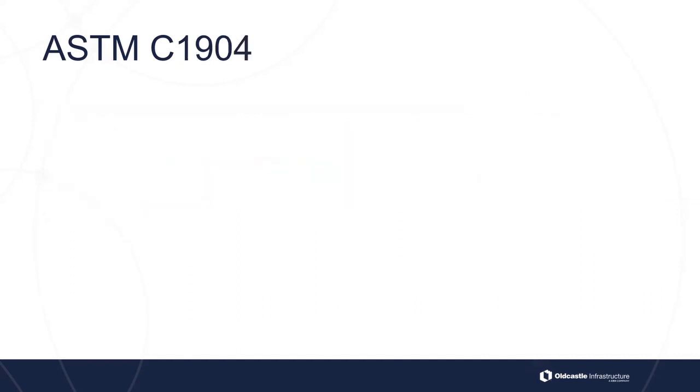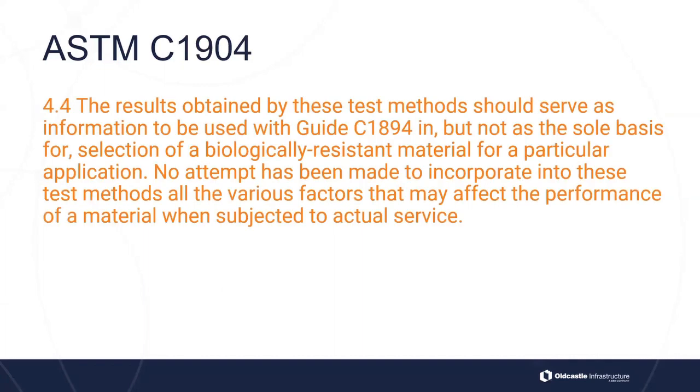And then ASTM C1904 says basically the same thing. The results obtained in these test methods should serve as information to be used with guide C1894 in, but not as a sole basis for selection of biologically resistant material for a particular application. No attempt has been made to incorporate into these test methods all the various factors that may affect the performance of a material when subjected to actual service. So again, we're not quite there yet, but we're darn close. We're getting there. We're moving closer and closer.